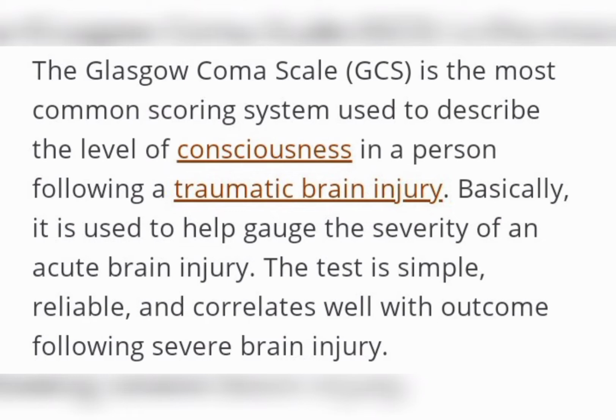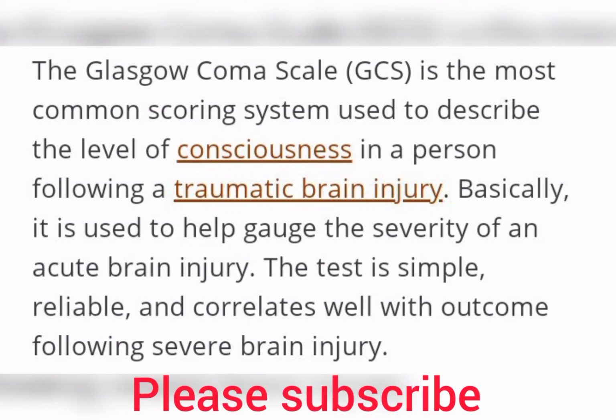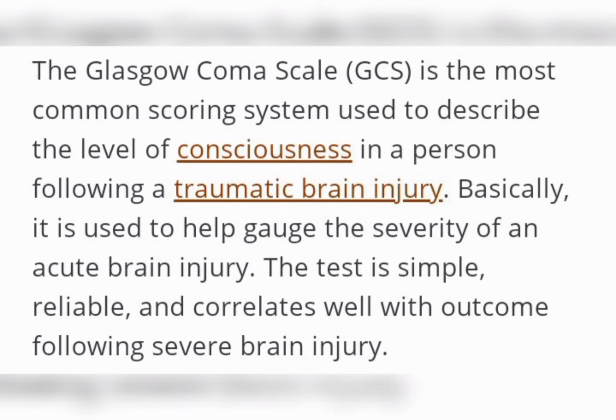The Glasgow Coma Scale is the most common scoring system used to describe the level of consciousness in a person following a traumatic brain injury. Basically, it is used to help gauge the severity of an acute brain injury. The test is simple, reliable, and correlates well with outcome following severe brain injury.